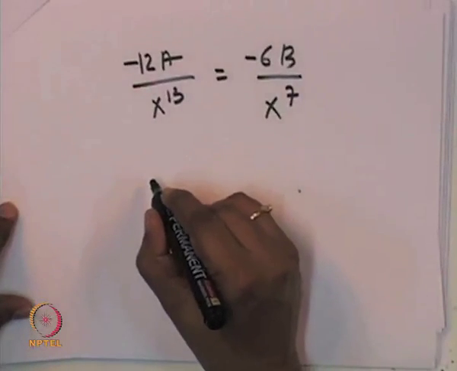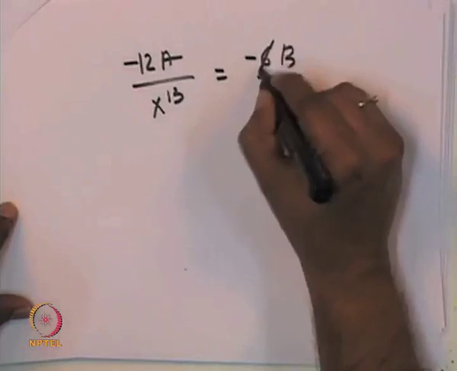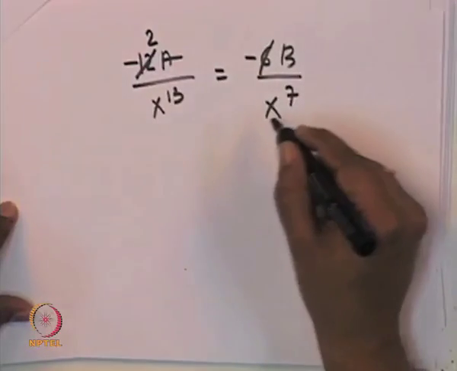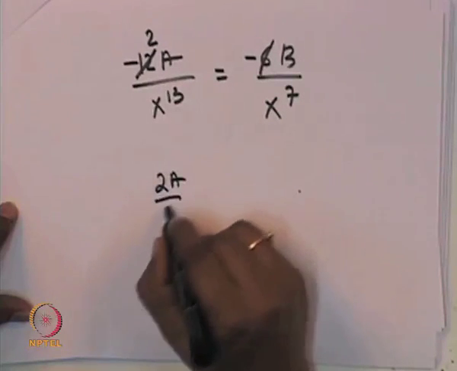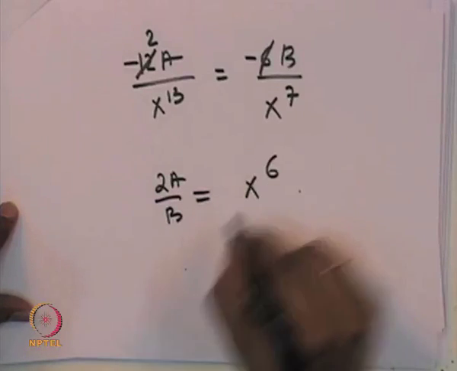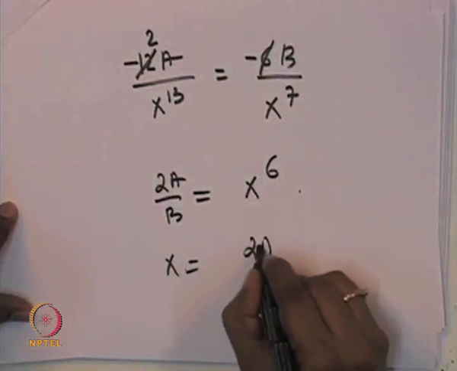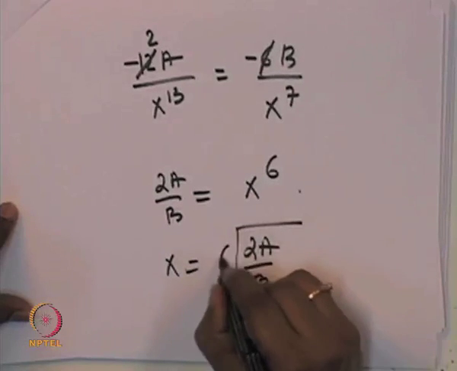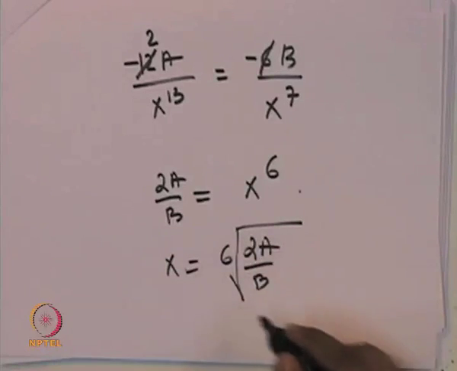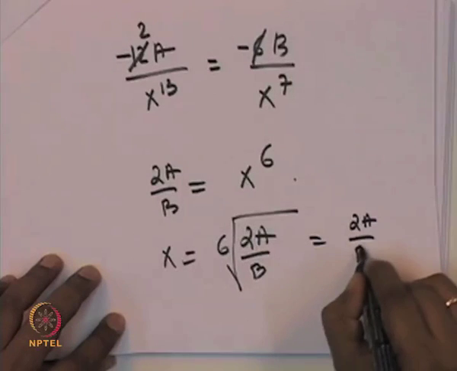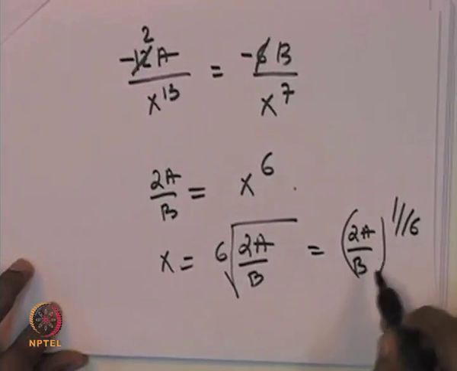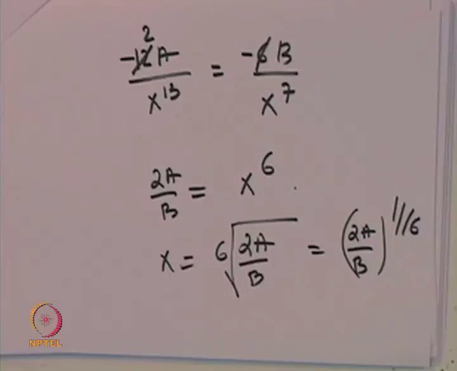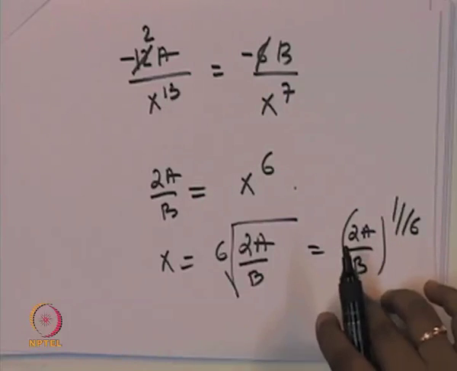So, this means that I can divide this, and there are 2, and this says that 2 a by b is equal to x power 6. So, x is equal to 2 a by b, the sixth root, or 2 a by b whole power 1 by 6. So, at this particular value, when x is 2 a by b whole power 1 by 6, the derivative is 0.